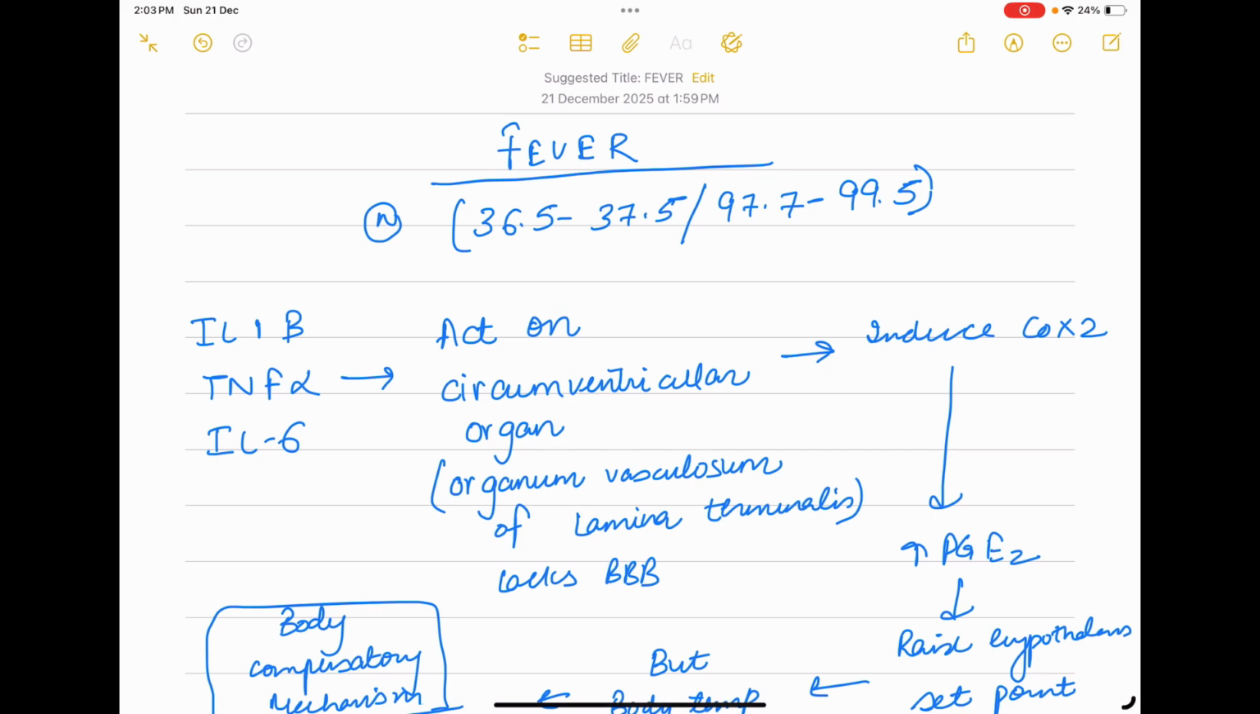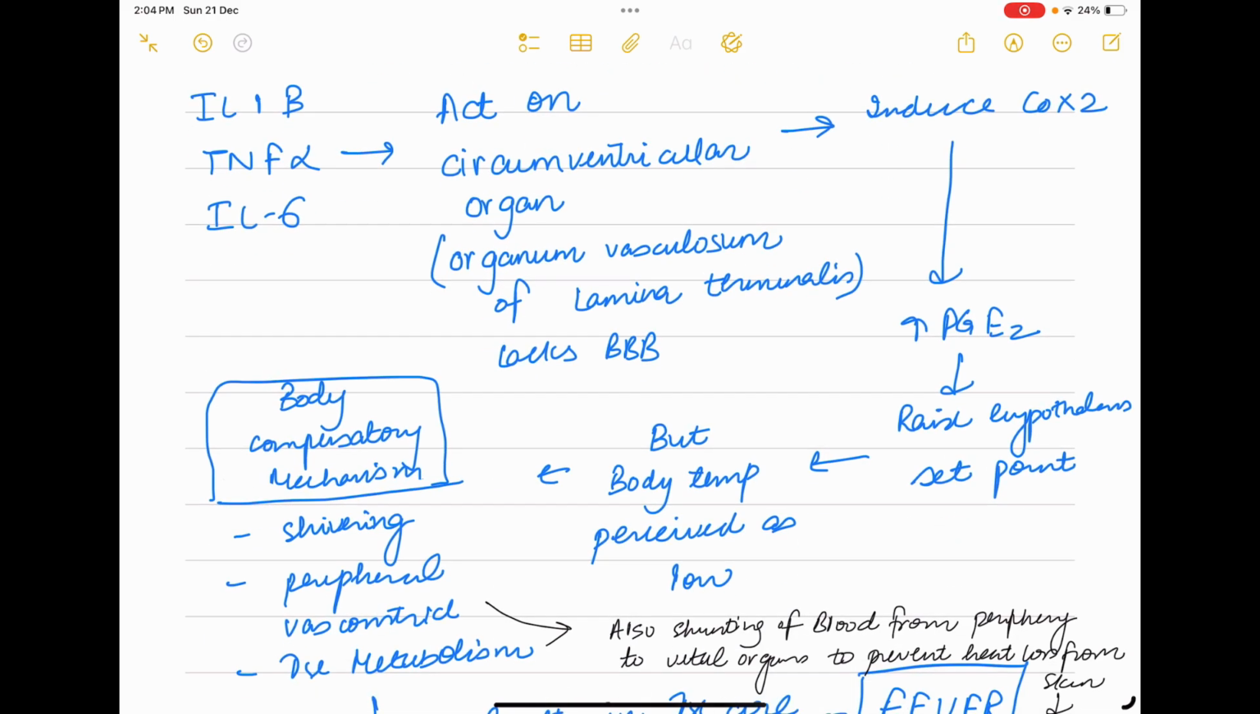So these three cytokines can easily go to the circumventricular organ, and what it will do, it will induce the COX-2 enzyme. COX-2 enzyme, as you know, releases PGE2. So PGE2 will raise the hypothalamic set point. See, in normal physiology, if we have 36 in the hypothalamus, we have core body temperature as 36 only. But if it increases to 38, our body tries to somehow increase core body temperature to 38 only, which we perceive as fever.